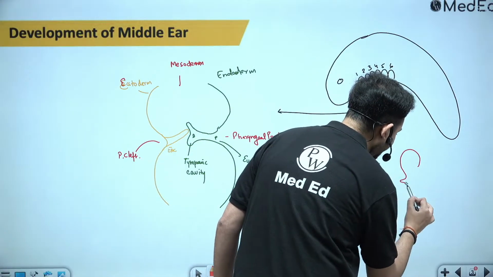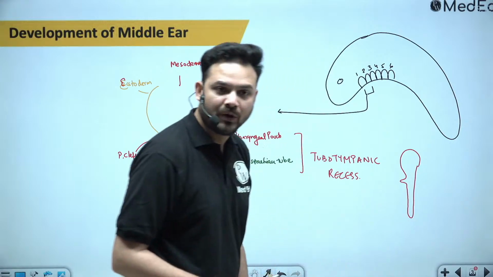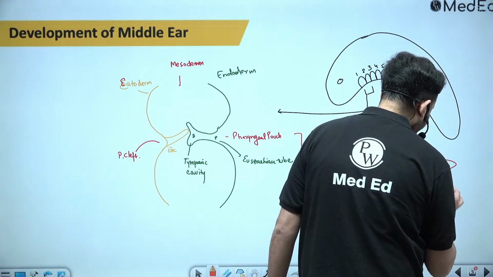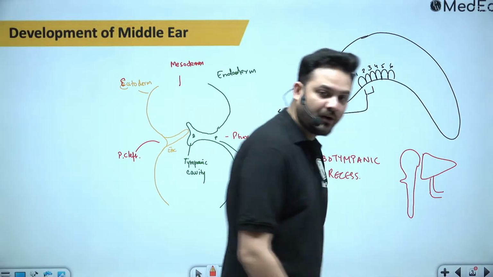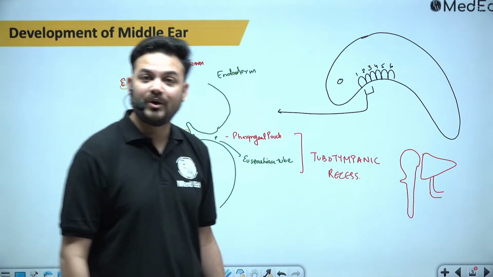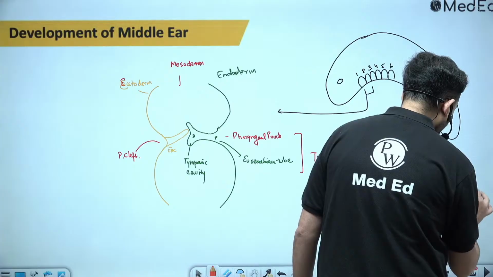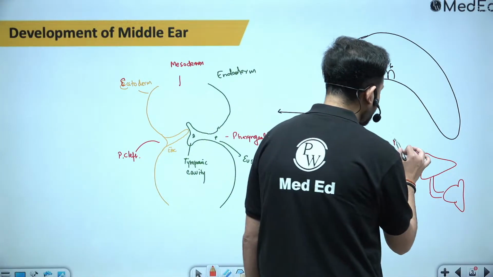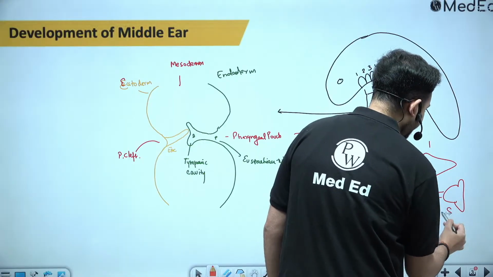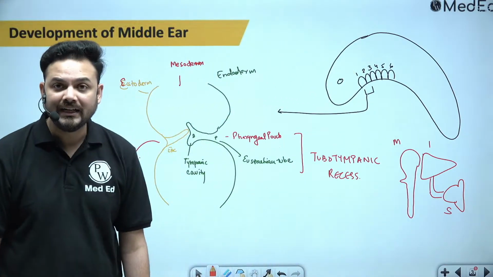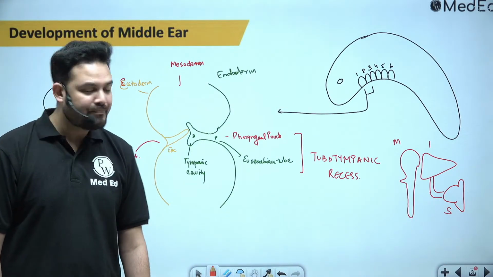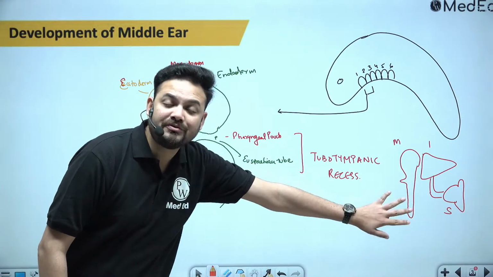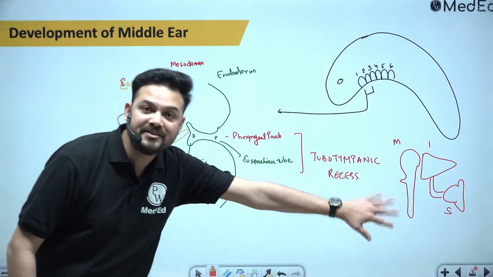There is the malleus, which looks like a hammer. We are going to talk much in detail about it. Then there is another one, the incus, which is like this. And then there is the stapes, which opens into your inner ear compartment. So the malleus joins with the incus, which joins with the stapes. These are the three ossicles present in our middle ear cavity. Now, how will these ossicles develop?